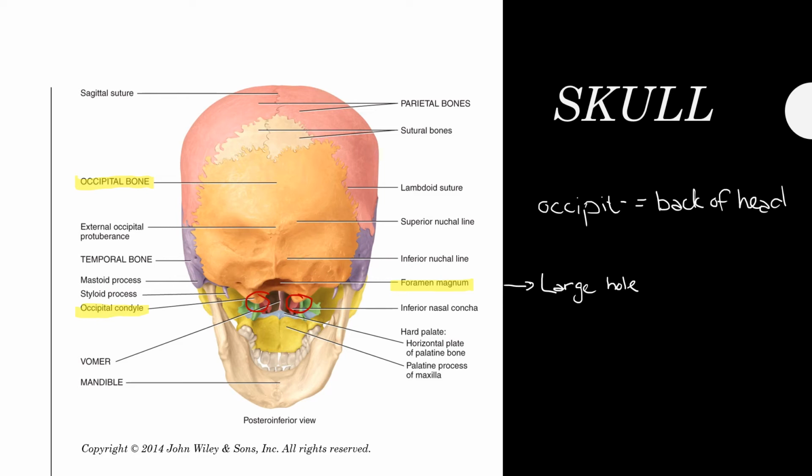And the first cervical vertebrae, which is C1, is also called atlas. And we'll go over these cervical vertebrae yet too. But these little condyles, the occipital condyles, articulate with atlas, which is the first vertebrae. And this articulation with the occipital condyles and C1 actually forms the atlanto-occipital joint.